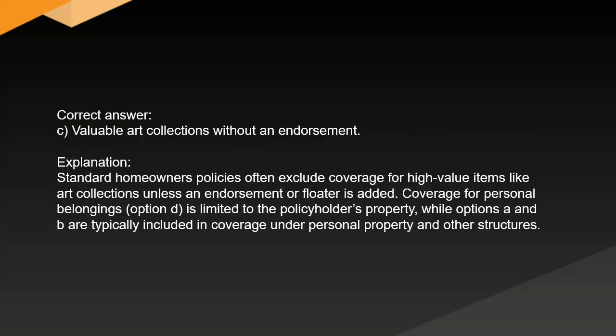Correct answer: C. Valuable art collections without an endorsement. Explanation: standard homeowners policies often exclude coverage for high-value items like art collections unless an endorsement or floater is added. Coverage for personal belongings, option D, is limited to the policyholder's property, while options A and B are typically included in coverage under personal property and other structures.